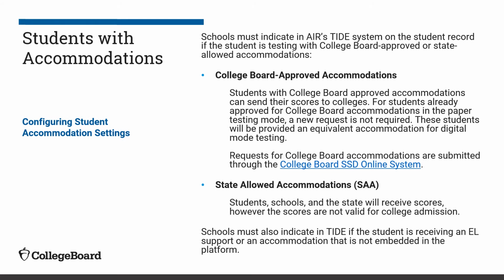Schools must indicate in AIR's TIDE system on the student record if the student is testing with College Board approved or state allowed accommodations. For students already approved for College Board accommodations, a new request is not required to test in the digital mode. Reminder, for state allowed accommodations, SAA, students, schools, and the state will receive scores. However, the scores are not valid for college admission.